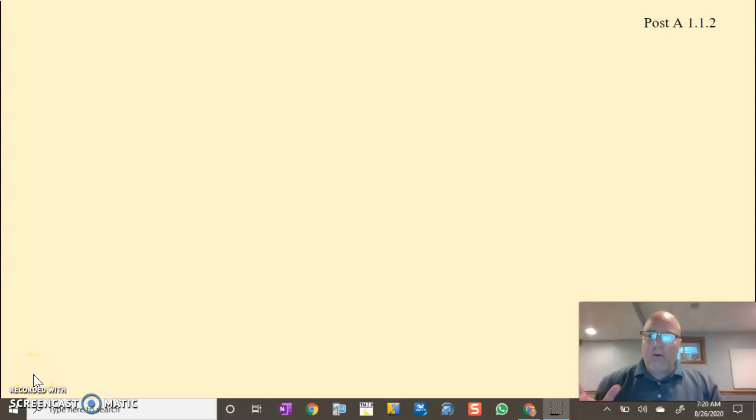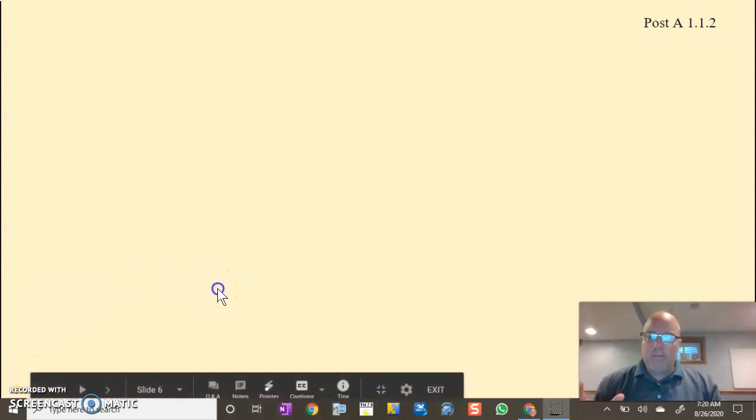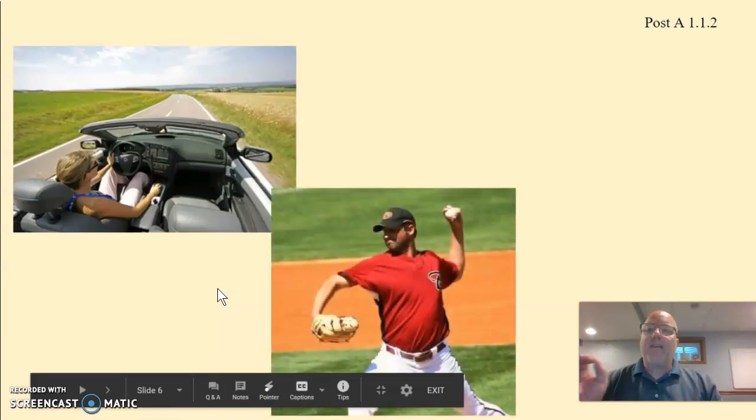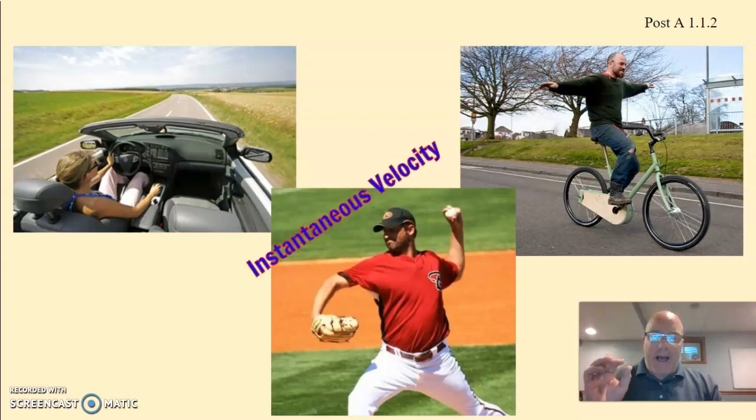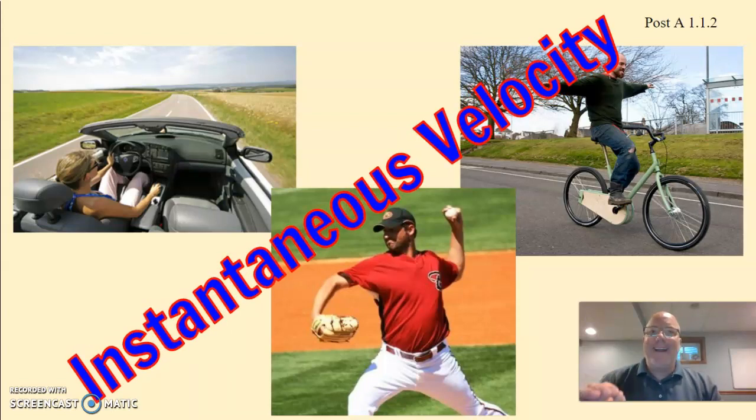Whether we're driving in a car, throwing a ball, or riding a bike, we have a sense that for every single one of these actions we can measure an instantaneous velocity of the object at any given moment of time. It's a number that measures how fast the object is moving right now.